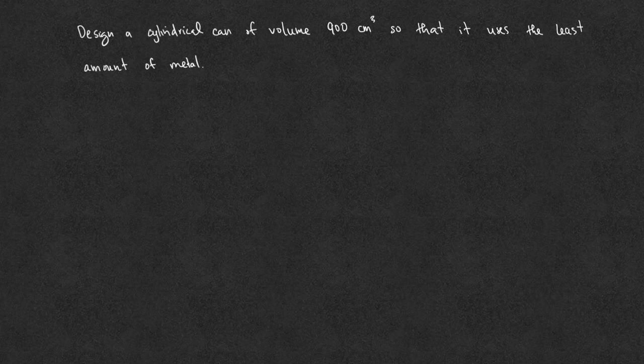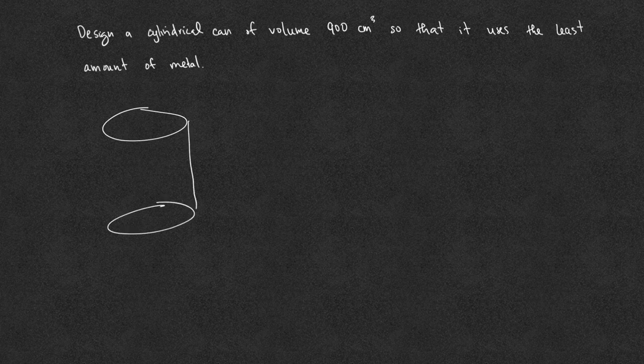Design a cylindrical can of volume 900 cubic centimeters so that it uses the least amount of metal. In other words, we need to minimize the surface area of the can because we're looking for the least amount of metal, in this case, including the top and the bottom.